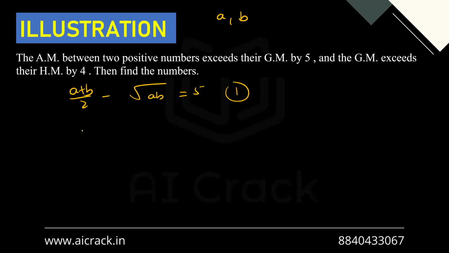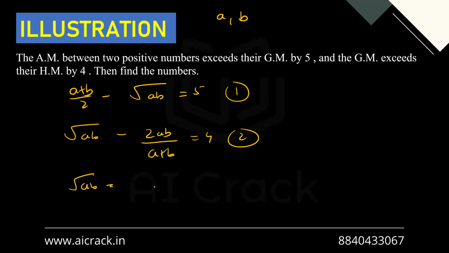Now the second equation would be GM, that is root AB, minus HM, that is 2AB upon A plus B, equals 4. This is our second equation. Now we can see that root AB is not a very desirable term in the given framework of equations, right? Because it's very difficult to solve A plus B along with root AB. So that's why we have to first eliminate that term. So we can see that root AB would become 2AB upon A plus B plus 4 from the second equation, right? Root AB equals 2AB upon A plus B plus 4.